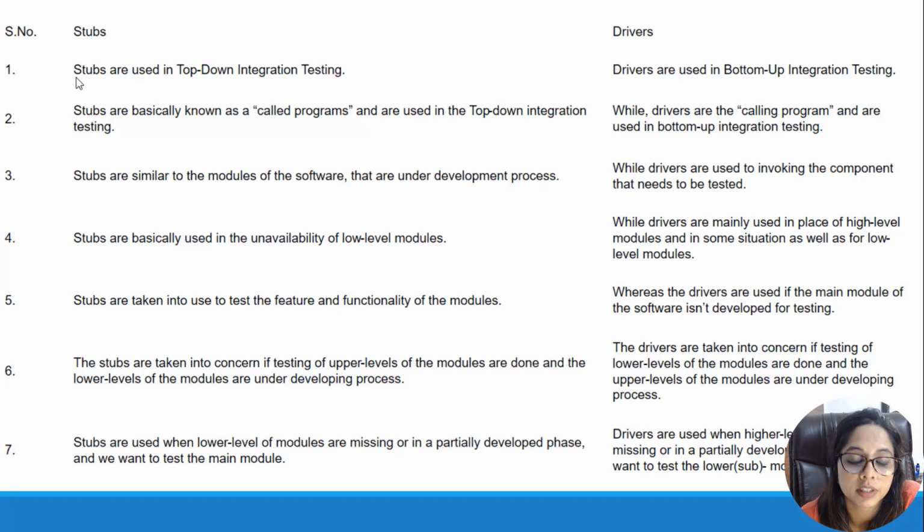There are a few more differences. Stubs are taken into consideration if testing of upper levels of the modules is done and the lower modules are still under development. So those are the definitions we have been reading so far. And drivers are taken into concern if testing of the lower modules is done and upper modules are under development. So it's the same vice versa situation. We have seen that.